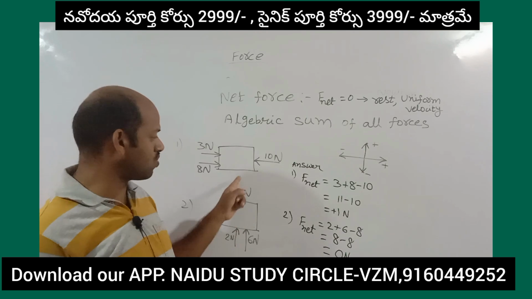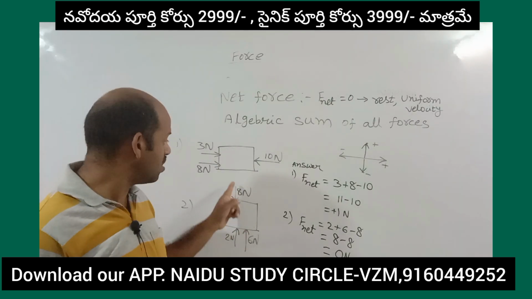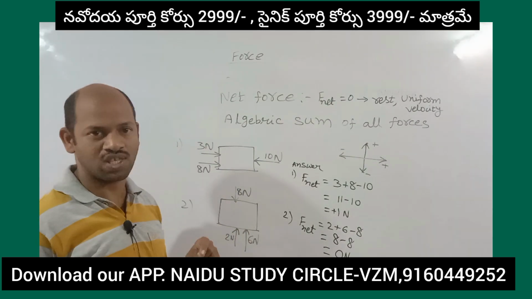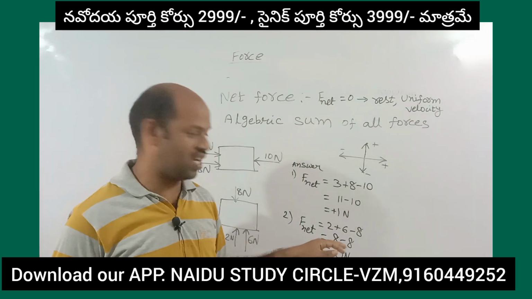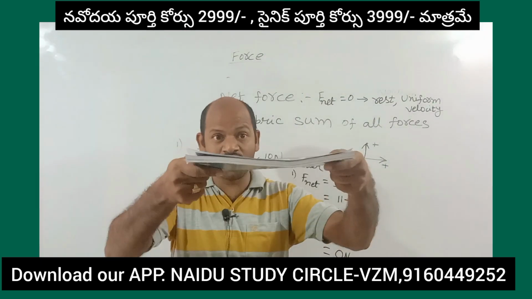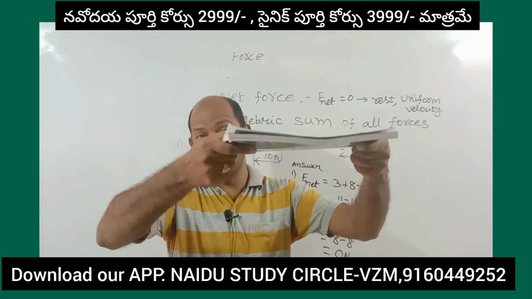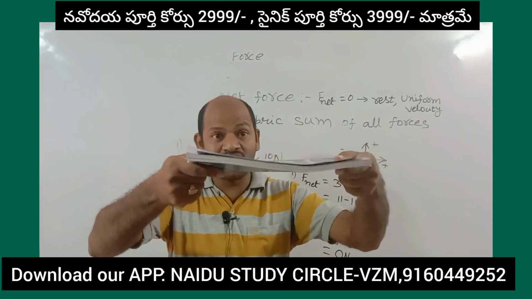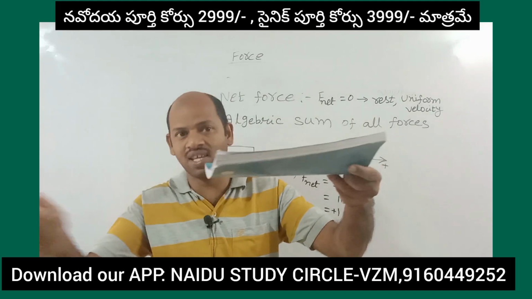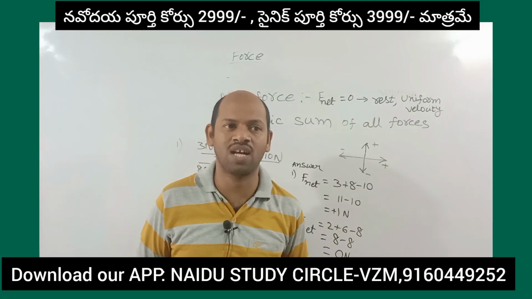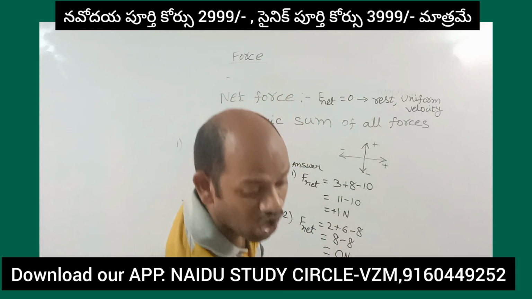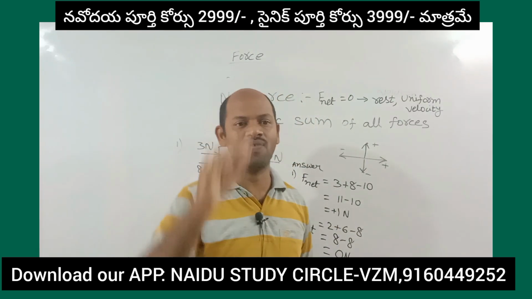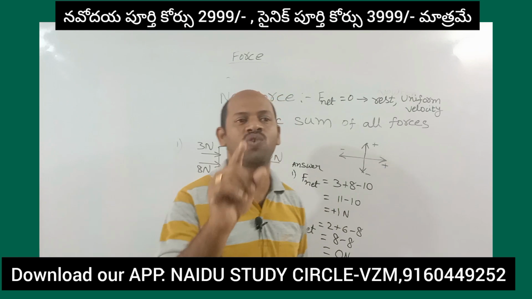Like this, upward force is 8 newtons, 6 plus 2, 8. Downward force is also 8 newtons. The net force is how much? Zero only. When the net force is zero, what is the state of the object? I am applying the same amount of force towards the right side and left side, and the object is at rest. And not only at rest, the object can also move with uniform velocity. The net force is zero.